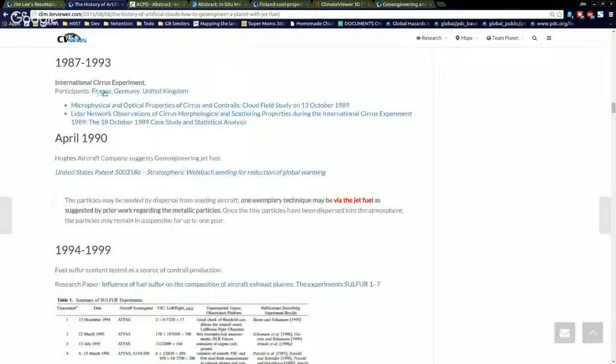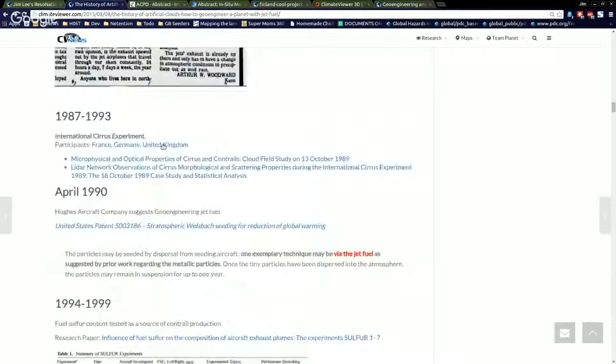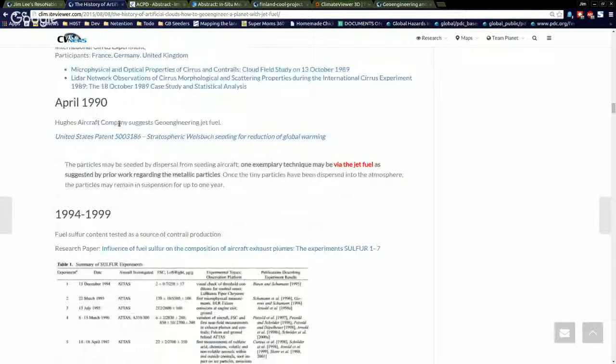International Cirrus Experiment. Ooh, France, Germany, and the UK got together to study microphysical and optical properties of cirrus and contrails. Cloud field study, 1989. LIDAR measurements of chemtrails, 1989. So people started studying these clouds back here, 1987. Hughes Aircraft Company suggests geoengineering jet fuel. Ooh, did we talk about that at the beginning of this video?